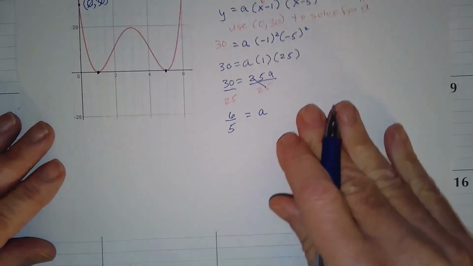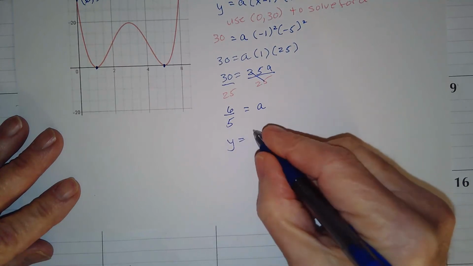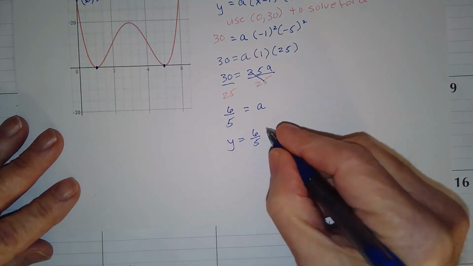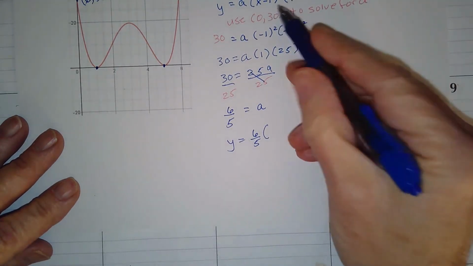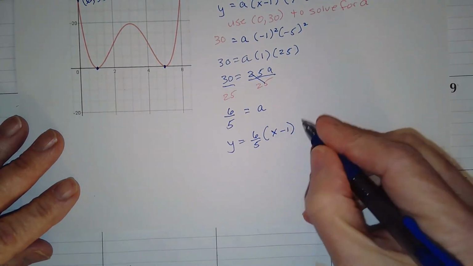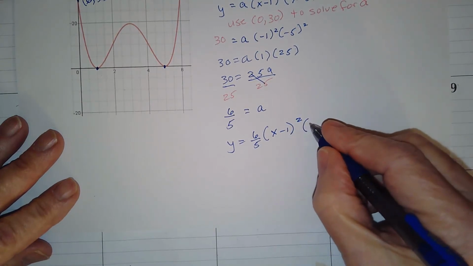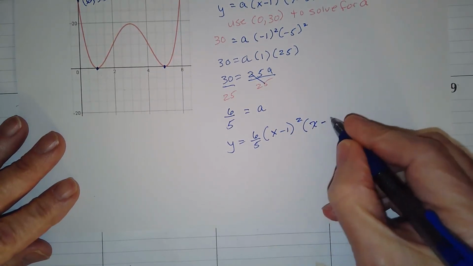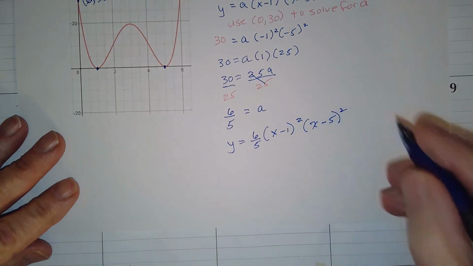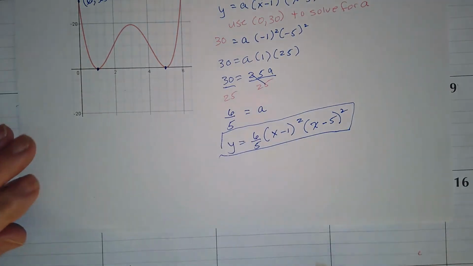All right, so our equation should be y equals, our A is 6 over 5. And then we have this x minus 1 up here. And we had a multiplicity of 2. So it's squared times x minus 5, multiplicity of 2. So it's also squared. So this is our specific model again.